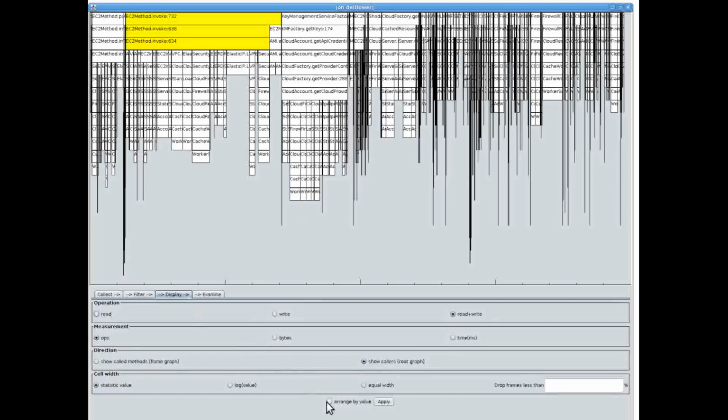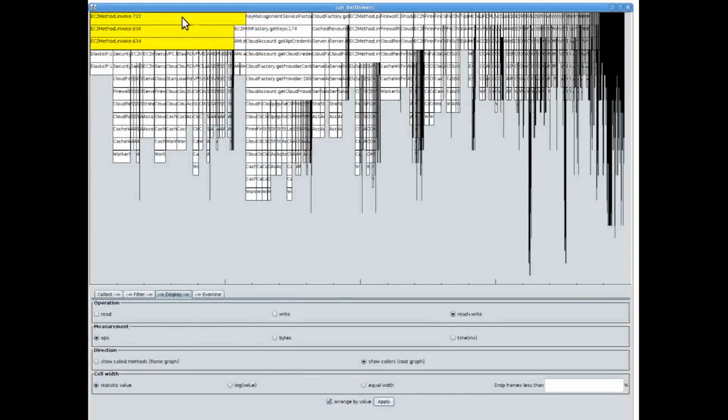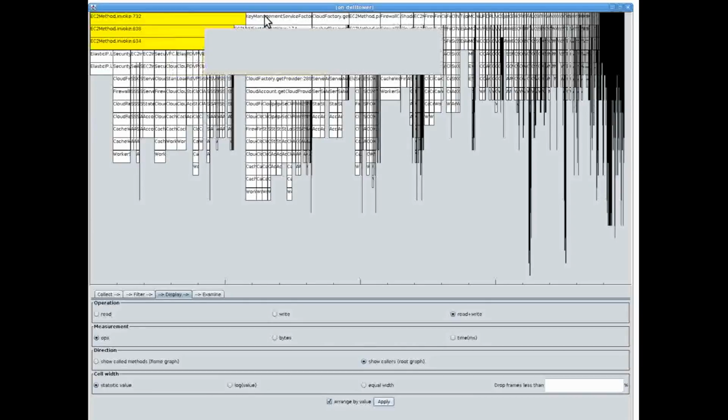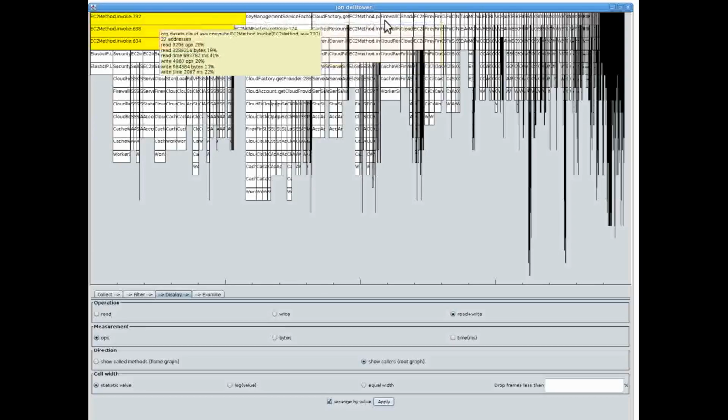If I go over to display, I can arrange by value, get the things with the most utilization on the left, see the top contenders here for things that are calling out to various services and using a lot of network operations. I can also get rid of all of these on the right side that are a whole lot of different call stacks, but each not contributing much to the overall load. Let's drop everything that's less than, say, 1%.